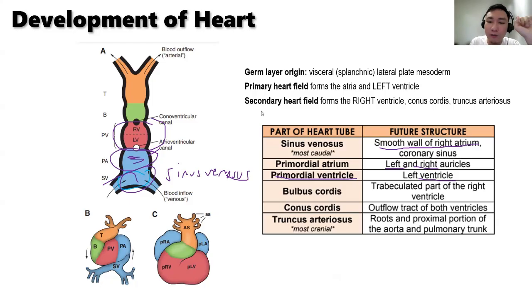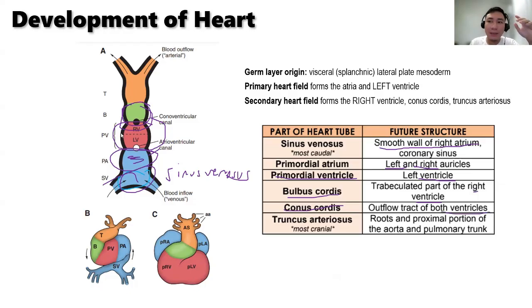Because the one that forms your right ventricle is your bulbus cordis. This one, itong green here, that's your bulbus cordis, that's your right ventricle. And your conus cordis, di ba? Cone, ano may cone? Di ba? Parang siyang outflow tract. Di ba? So, conus cordis, that's the outflow tract of both ventricles.